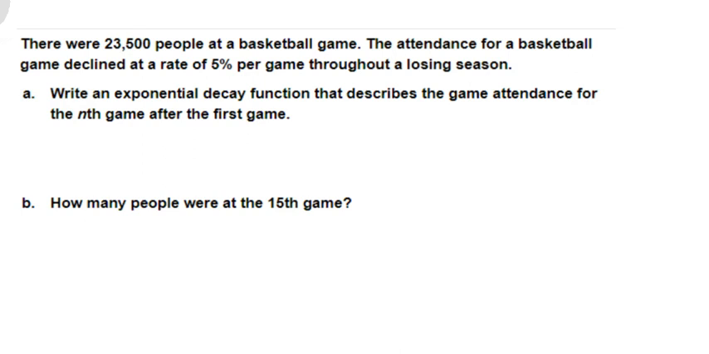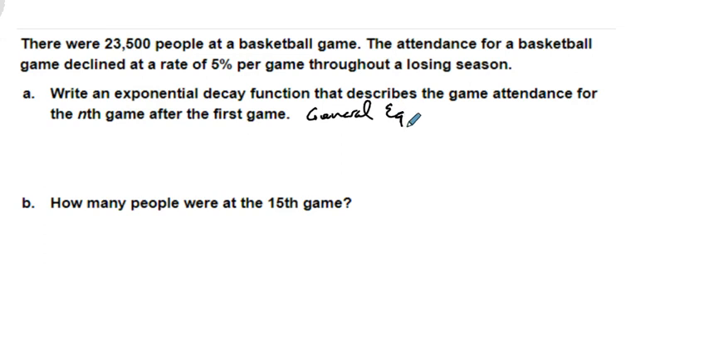Okay, so here's our second example. It says there were 23,500 people at a basketball game. The attendance for a basketball game declined at a rate of 5% per game throughout a losing season. Write an exponential decay function that describes the game attendance for the nth game after the first game. So again, don't let that nth thing freak you out. They're just saying what's the general equation.